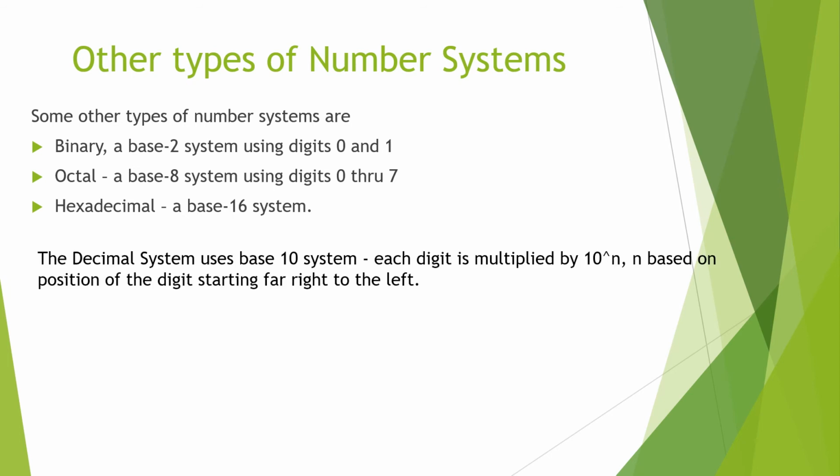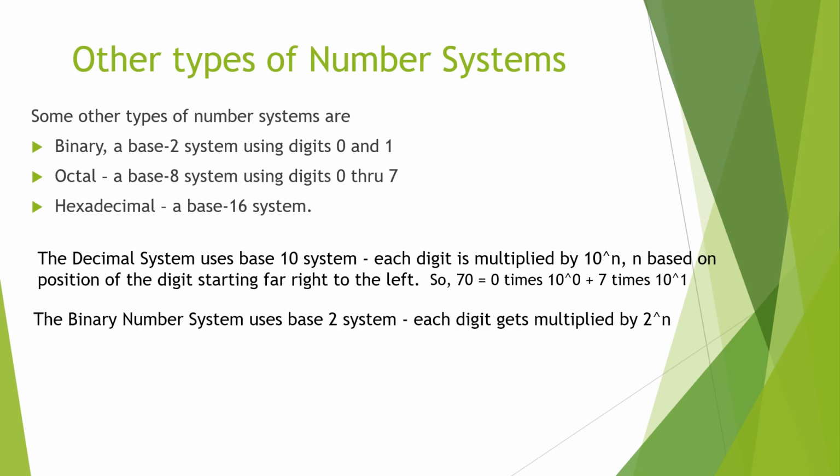Now the decimal is a base 10 number system that uses digits 0 through 9. Each digit is multiplied by 10 to the power of n, where n is 0 starting from far right, incremented by 1 as you move to the left. So say 70 is 0 times 10 to the power of 0 plus 7 times 10 to the power of 1. If there is a digit to the left of 7, it gets multiplied by 10 to the power of 2, and so on.